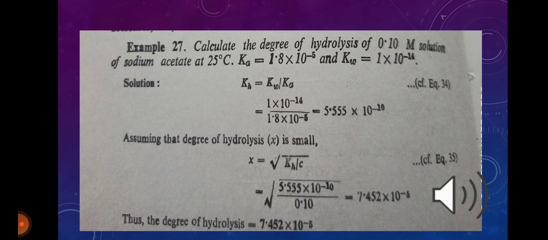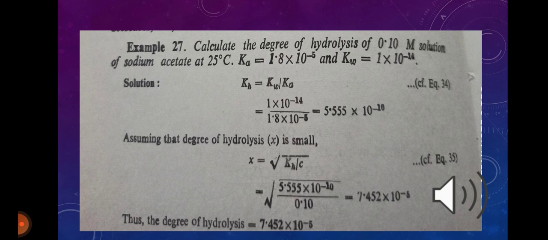So how do we give the solution? First we write down the equation for the hydrolysis constant. Kh is equal to Kw divided by K alpha. We took this equation from equation 34. Now we substitute the values: Kh is equal to Kw, which is 1 into 10 to the power minus 14, divided by K alpha, which is 1.8 into 10 to the power minus 5. That is equal to 5.555 into 10 to the power minus 10.